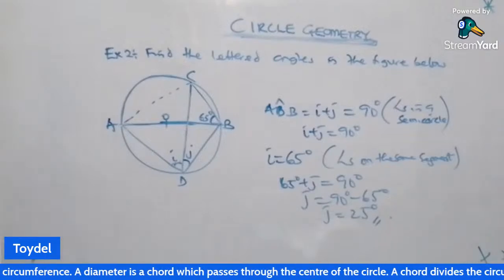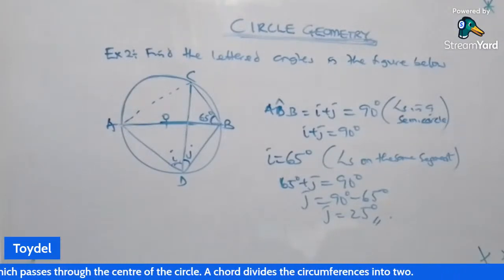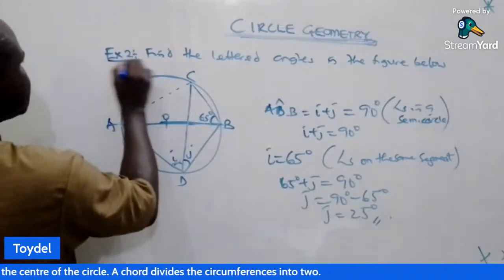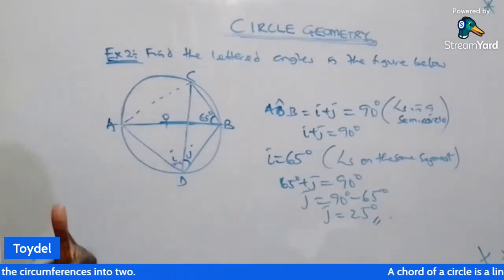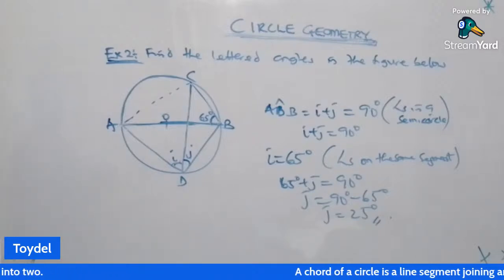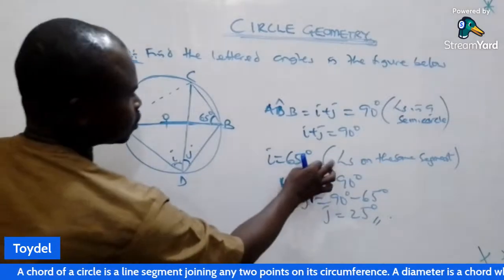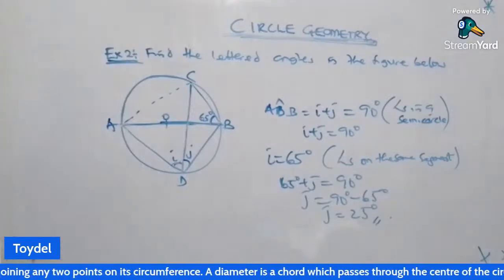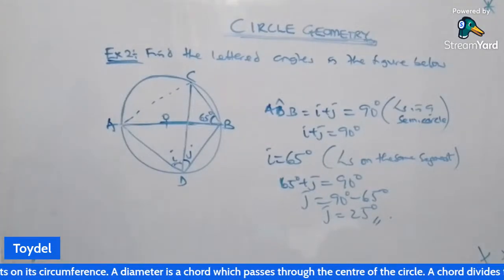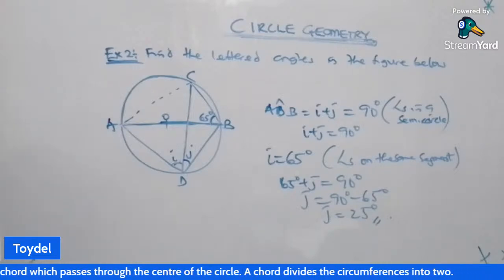So we have been able to find the values of I and J. Let's note that it is expected that you should be able to recall all the theorems offhand. Learn those theorems by heart. I'm not saying you should cram, but that you will be able to recall them whenever you want to use the theorems. Like this second theorem, and this is the third theorem: angles in the same segment are equal. We were able to apply it here to find the value of I.